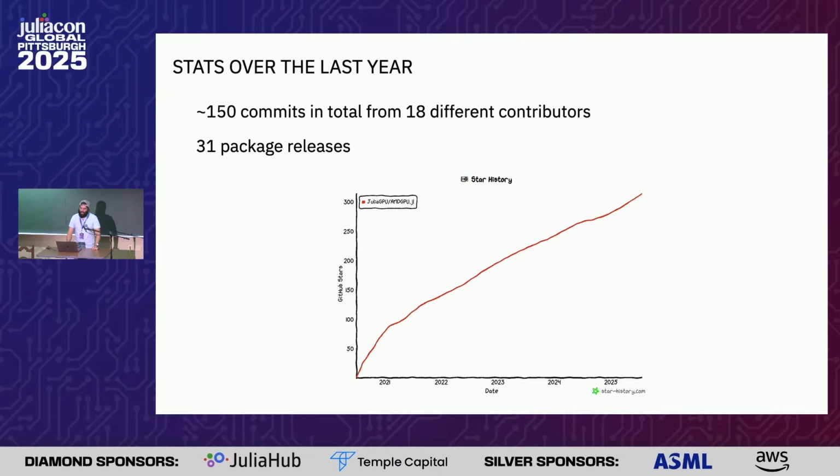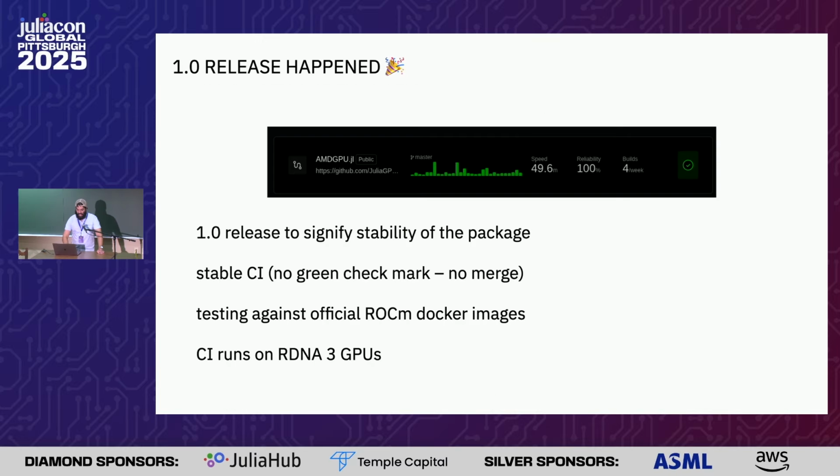Over the last year, we have had a lot of progress in AMDGPU. There have been about 150 commits from 18 different contributors. That is stellar. Remembering back when I was maintaining it, we did not have as many contributors. That is awesome to see. There have been 31 package releases, and that has been building us up to a 1.0 release, which is awesome.